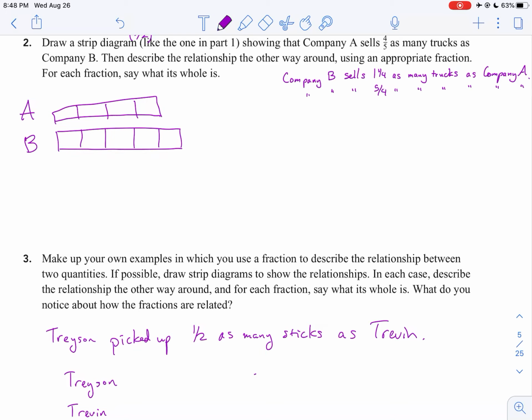I feel like I skipped over the first part there. I guess we described it. A sells 4/5 of Company B, at least what they sell.